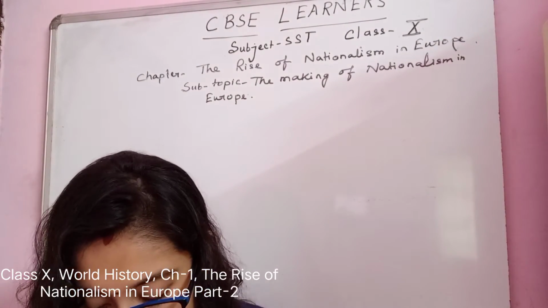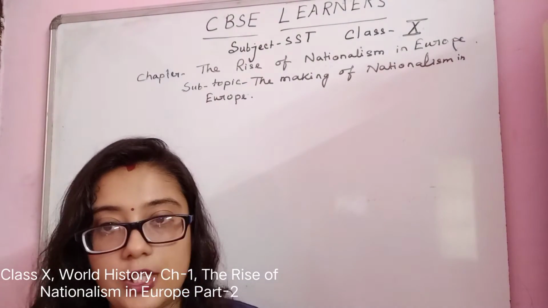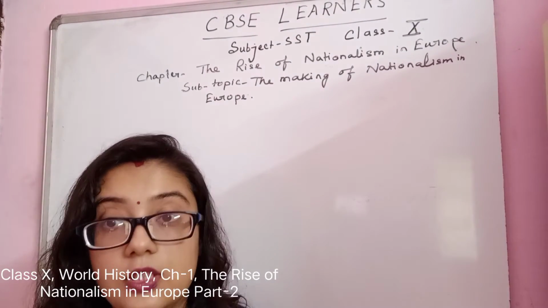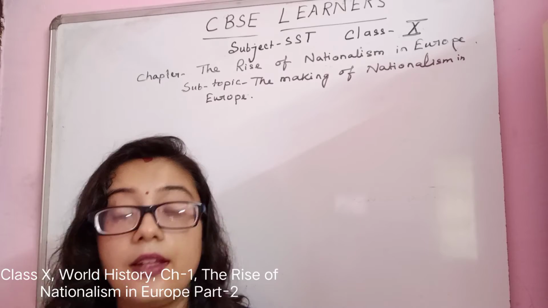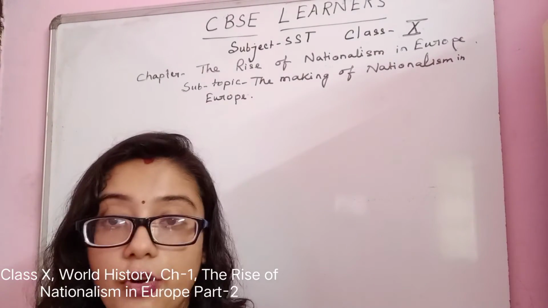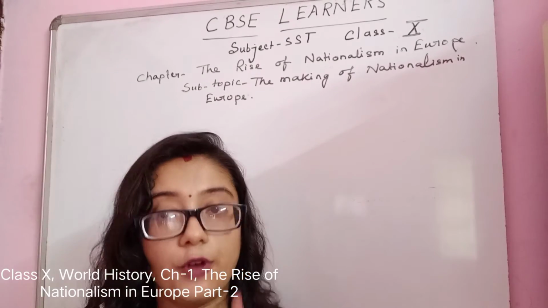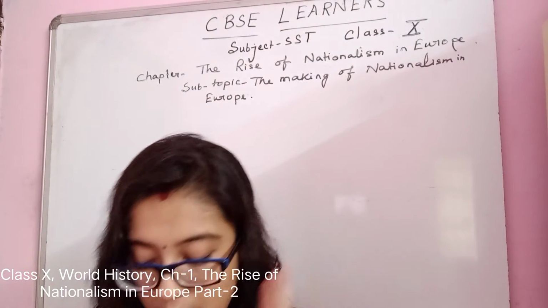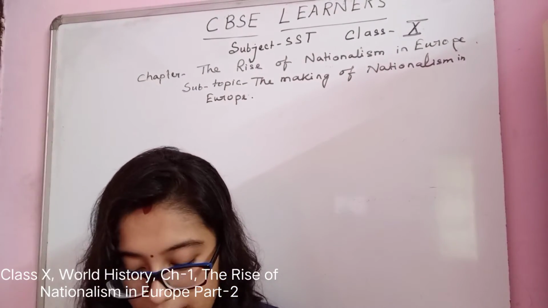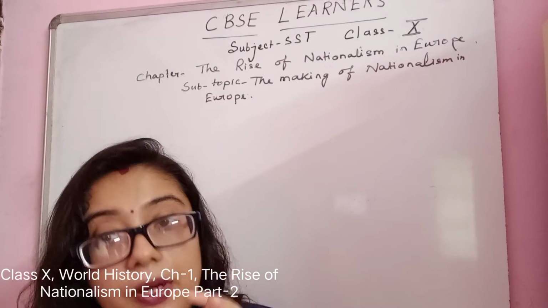Now this is the first point we have completed: the emergence of the new middle class and the abolition of the aristocratic privileges. So that was why nationalism occurred. The first point is completed. Now the second point, what is that? The idea of liberal nationalism.